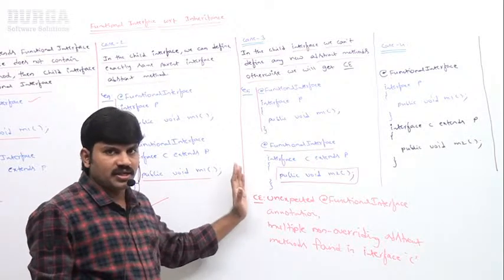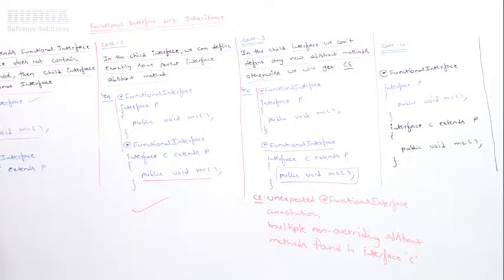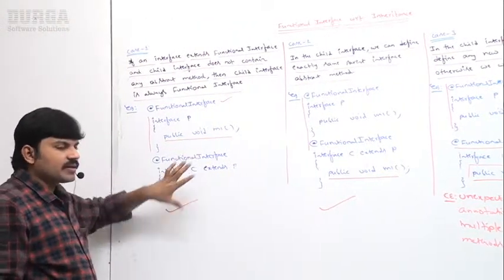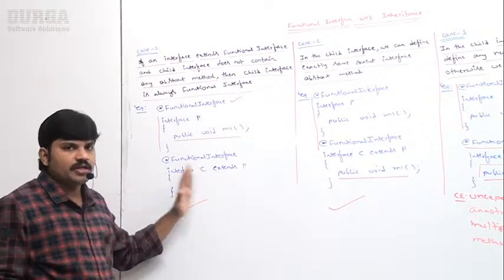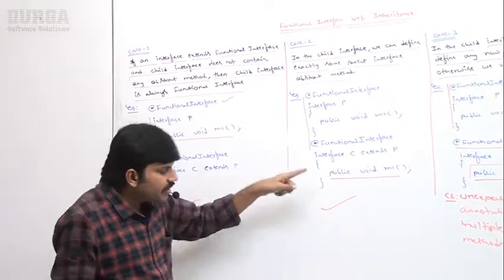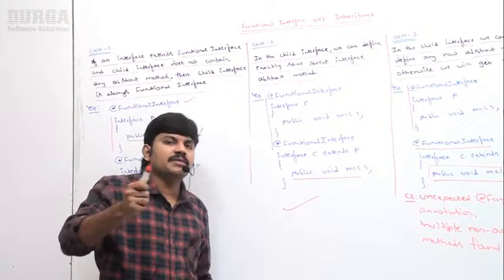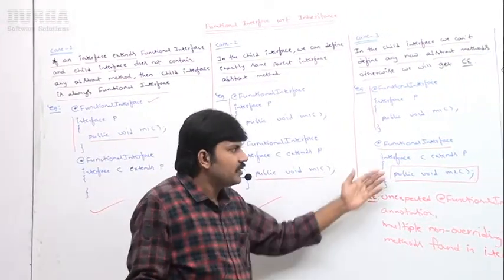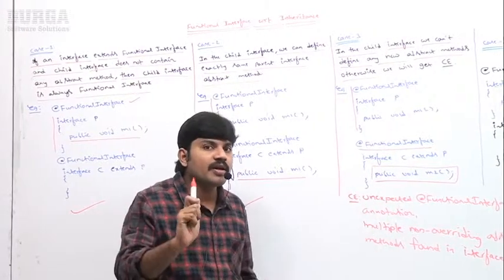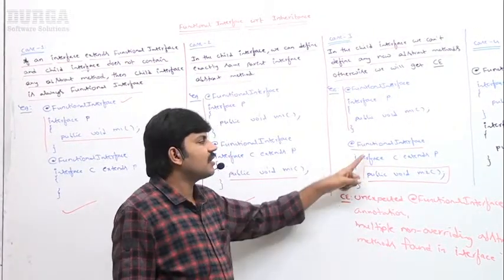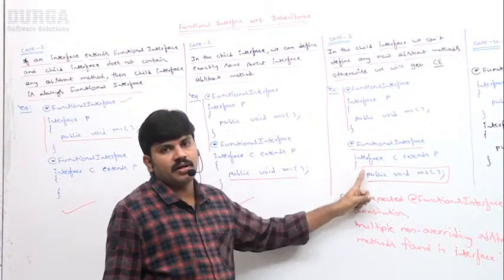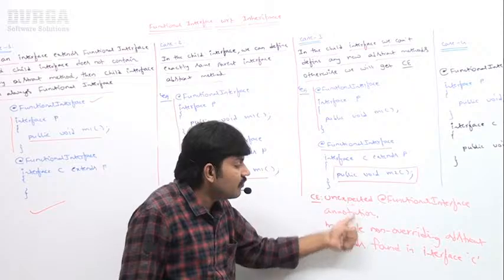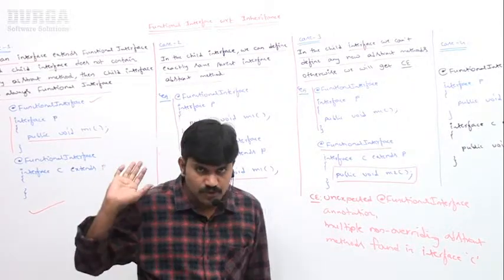Are you in a position to understand clearly? So these are the 3 points you should be aware of. Case 1, case 2, case 3. If the child doesn't contain any new abstract method, that is valid. In the child, if you take exactly the same parent interface abstract method, that is acceptable. Next, in the child interface, if you are taking any new abstract method, then the child interface won't be a functional interface. By mistake, if I use the @FunctionalInterface annotation, then we will get a compile time error. Up to this is clear, right?